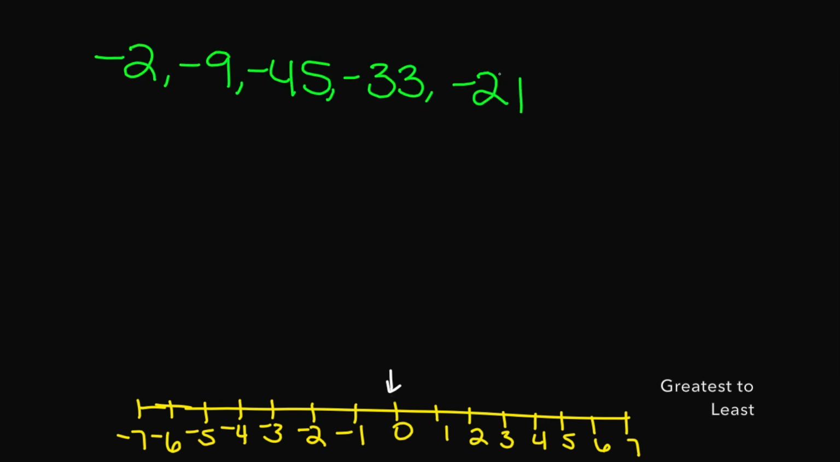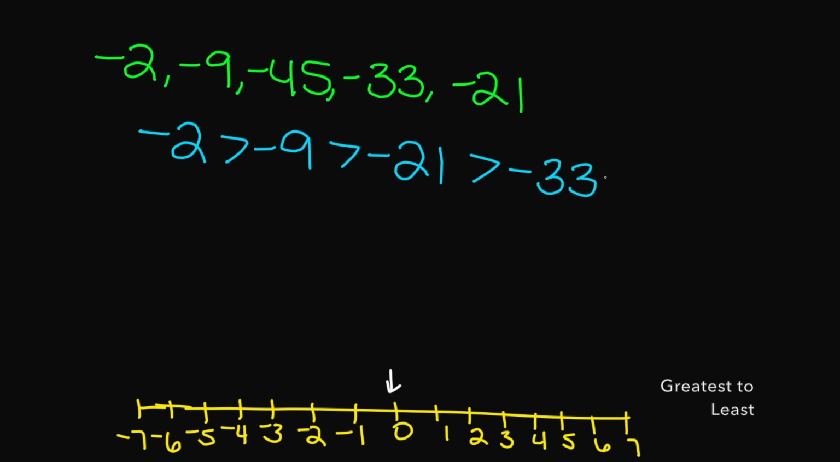-2, -9, -45, -33, and -21. The greatest number here is going to be -2. -2 is greater than -9. -9 is greater than -21. -21 is greater than -33. And then -33 is greater than -45.